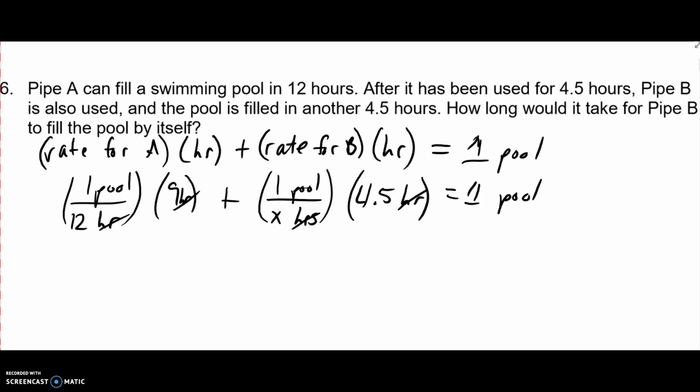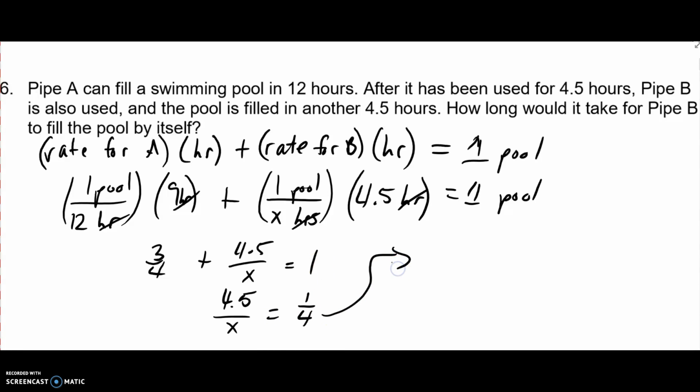So as I go ahead and get rid of the units here, I'm going to just do 9 over 12, which reduces down to 3/4, plus 4.5 over x equals 1. Subtract 3/4 from both sides, so I end up with 4.5 over x equals, and I subtract this, it would be 1/4. Okay, we're running out of room here, but let's see. So in this case right here, I'll have 4.5, which is the same thing as 9 over 2.